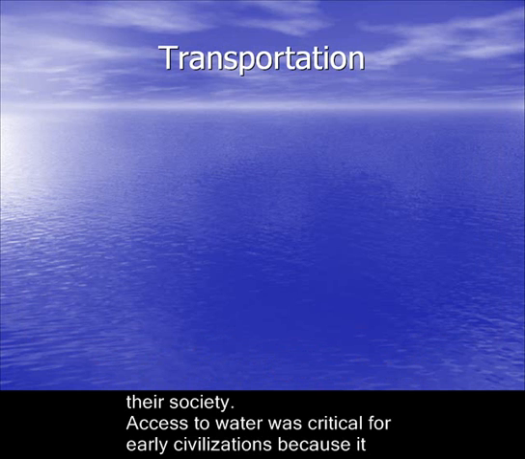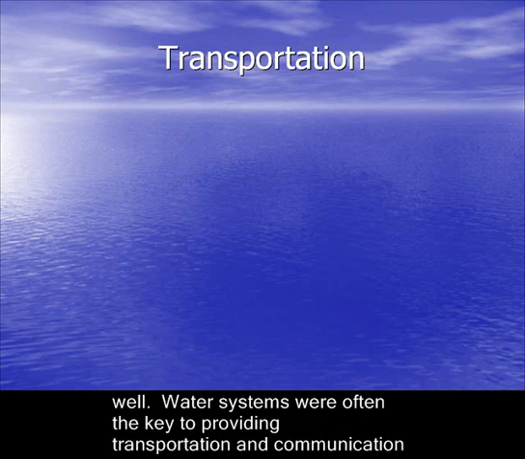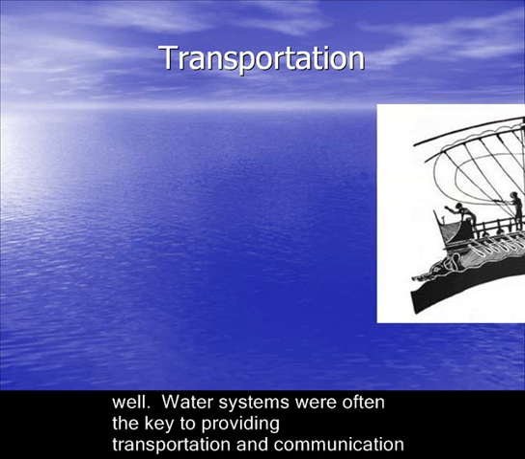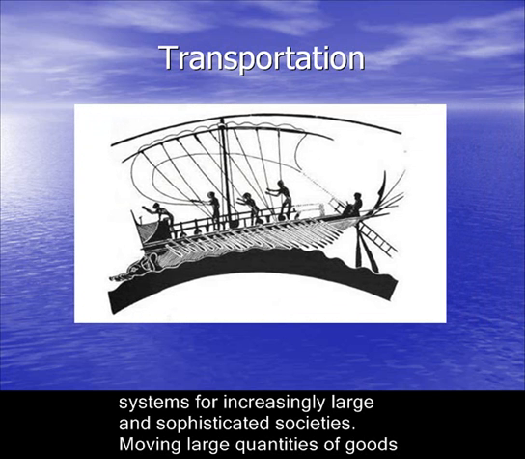Access to water was critical for early civilizations because it made large-scale agriculture possible. But water was important for other reasons as well. Water systems were often the key to providing transportation and communication systems for increasingly large and sophisticated societies.